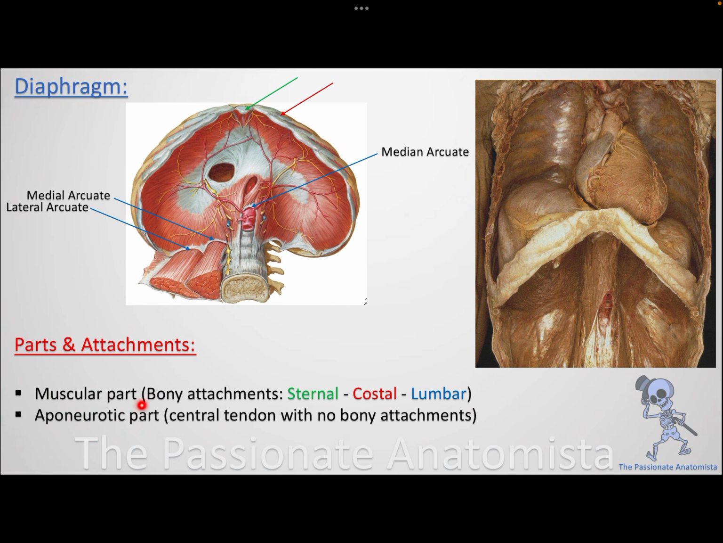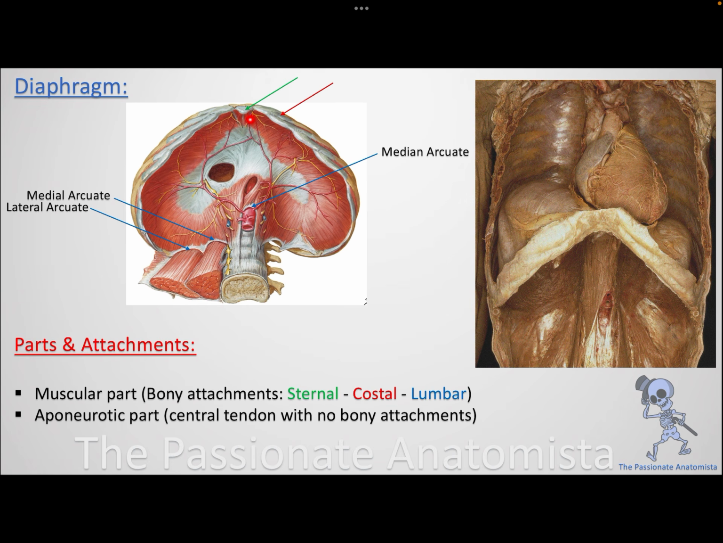The muscular part has bony attachments. So think about the bones around you. If I want to attach this reddish structure, the muscular part, to the bones around me, where would I go? I have the sternum, I have lower costal cartilages, and I have muscles at the back, and I have the lumbar vertebrae. So in order to attach myself to the surroundings, I'm going to give the names of the attachments based on where I'm going to get attached.